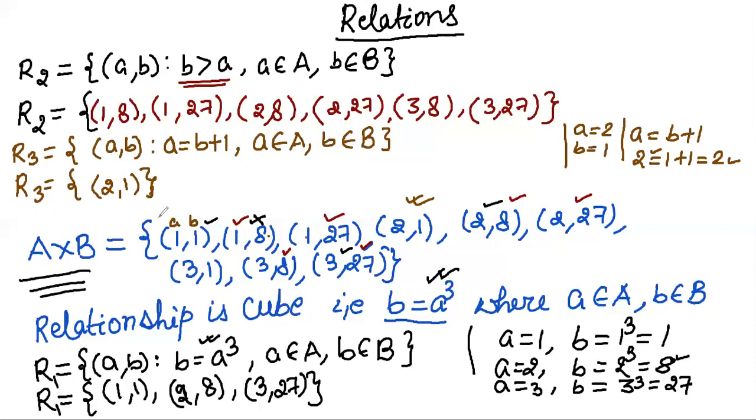So you can see, first of all we have taken the Cartesian product of two sets. All elements we have written, and the first condition we have taken in R1, that is b equals a cube. So according to this condition we have written the elements (1, 1), (2, 8), (3, 27). Now second, we have taken R2 again. The condition here in R2 we have taken is b is greater than a. So according to this condition we are getting the elements (1, 8), (1, 27), (2, 8), (2, 27), (3, 8), (3, 27).